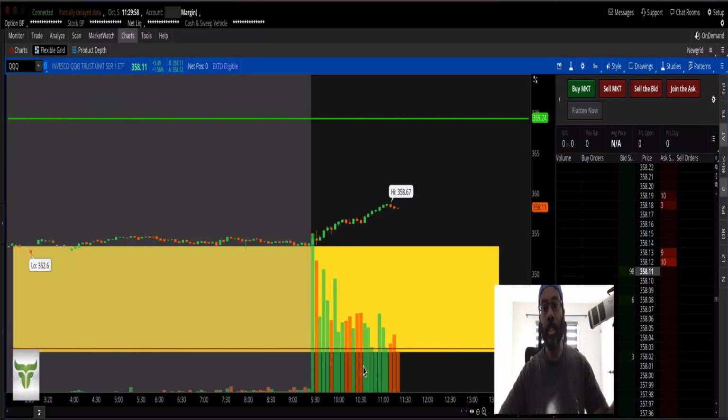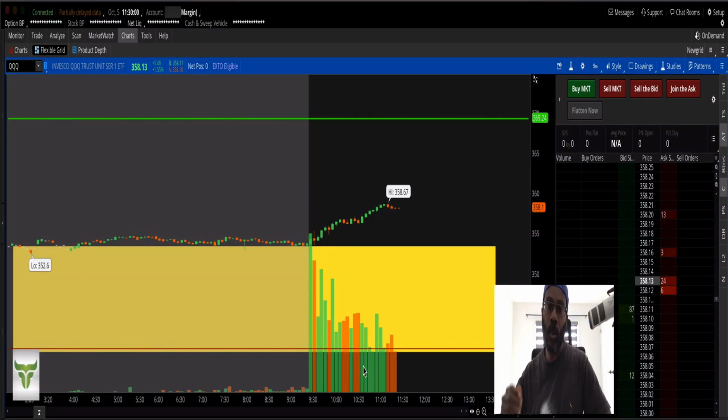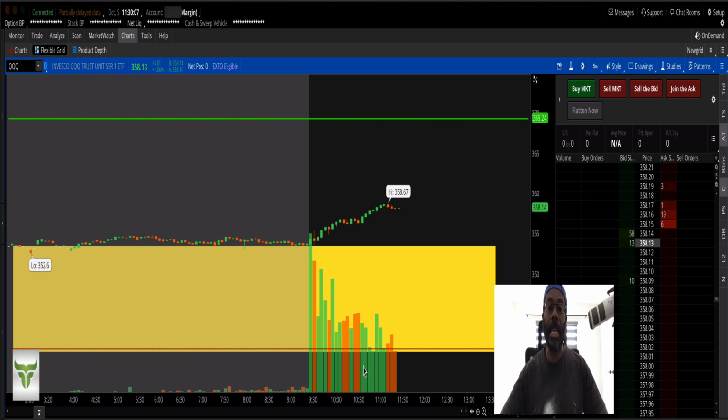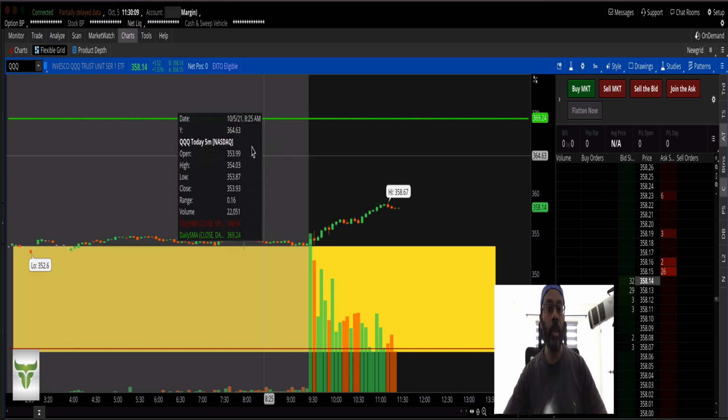Double P here. So what we're going to be doing today is going over the QQQ and the monster trade that we put on today. So let's get into it really quickly.